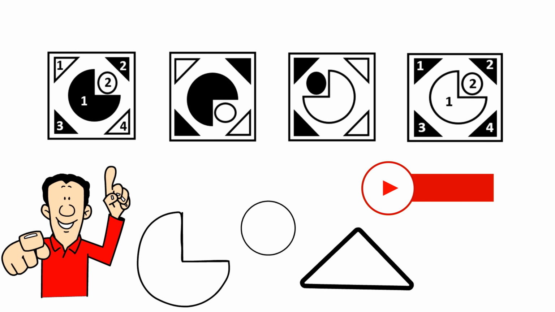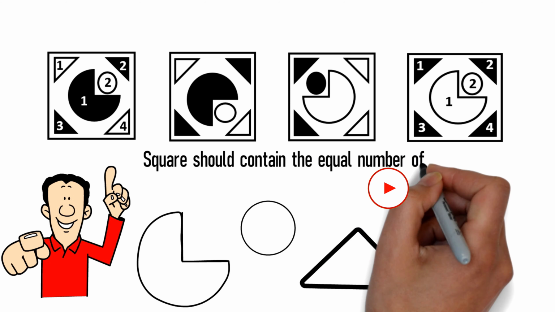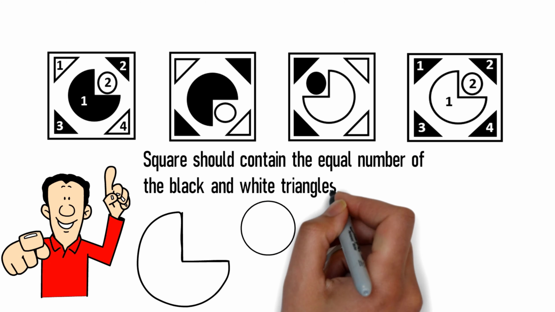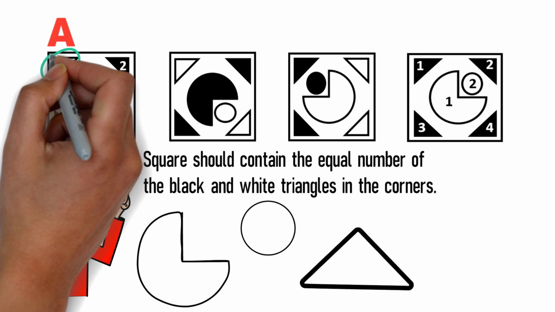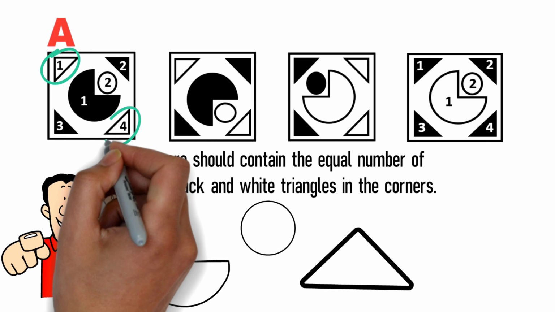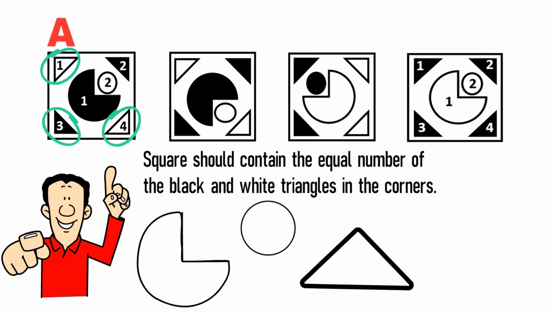In this particular case, the pattern is that the square should contain an equal number of black and white triangles in the corners. Triangles in the square A are positioned diagonally across from each other. White triangles are located in the upper left corner and in the bottom right corner, and black triangles are located in the bottom left corner and in the upper right corner.